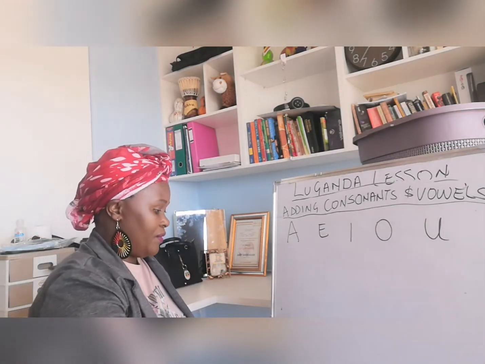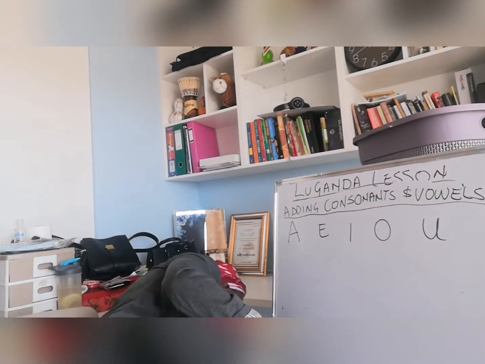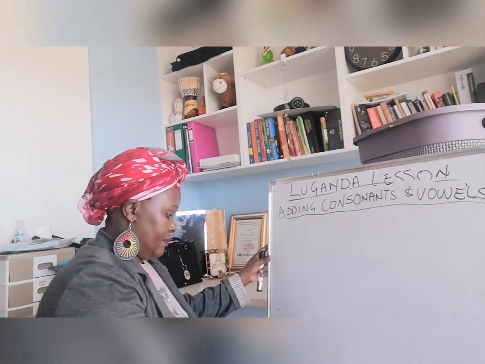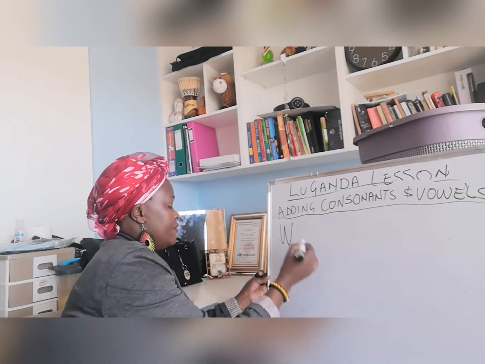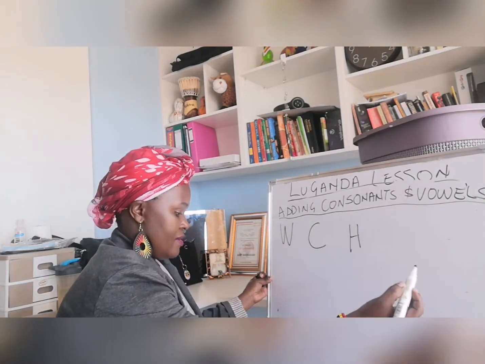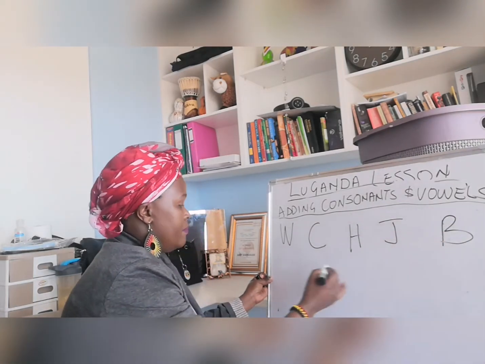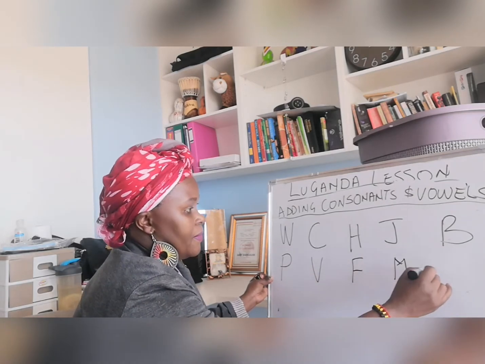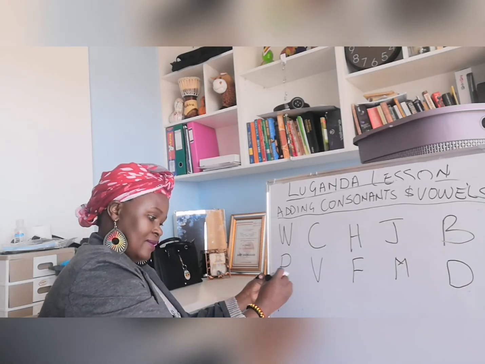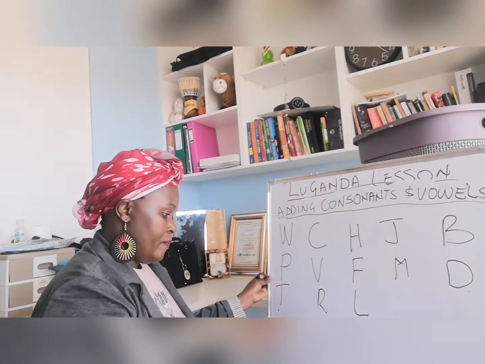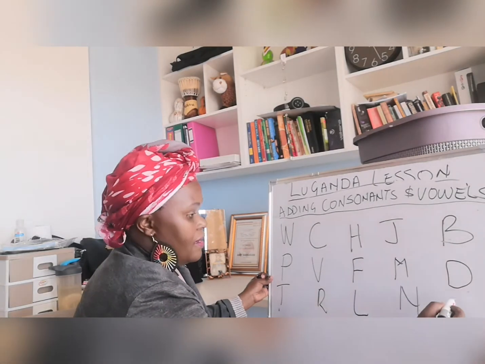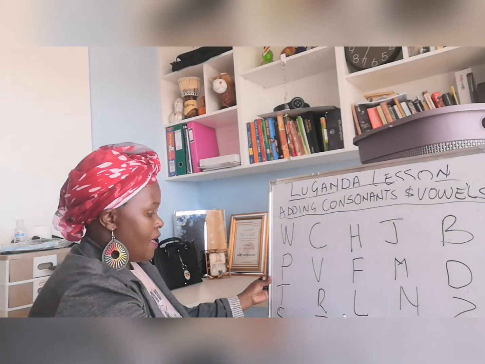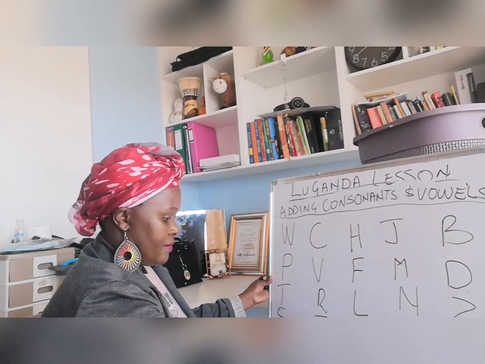So now let's go for our consonants. You saw the vowels, these ones, so let's see the consonants. Wa, ja, ha, ba, pa, va, fa, ma, da, ti, ta, ra, la, na, za, sa, ja, ga, ka, and nya.